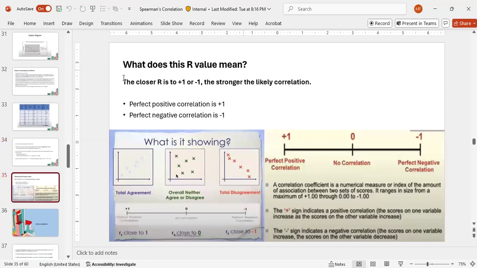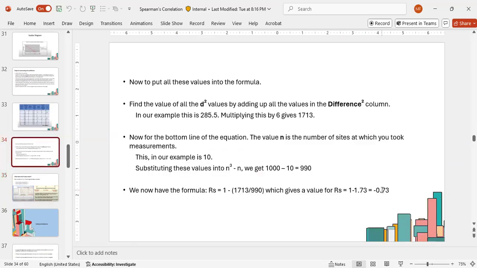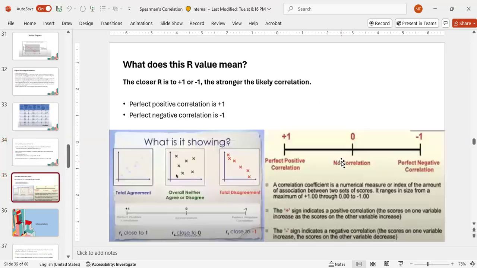What does this R value mean? The closer R is to positive 1 or negative 1, the stronger the likely correlation. Perfect positive correlation is positive 1. Perfect negative correlation is minus 1. You see here, 0 means if the final value of the Spearman rank correlation coefficient comes out to be 0, this says that there is no correlation. As we move in this direction towards positive 1, there is perfect positive correlation. If we move in this direction towards negative 1, there is perfect negative correlation.